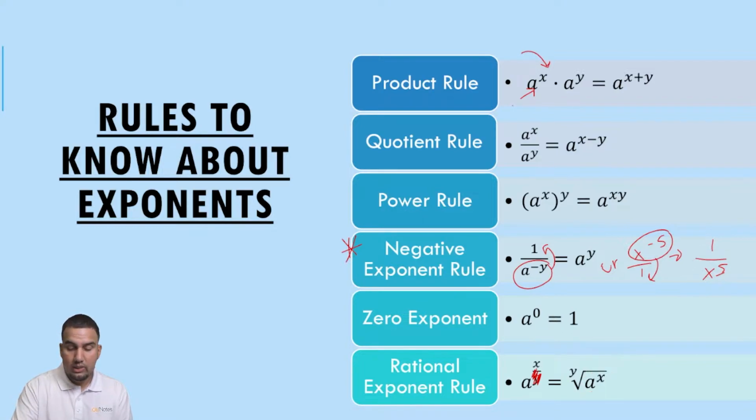Now, what's on the outside is your denominator. Your denominator will always go on the outside, which is called the index. Okay, that number is going to be used later on in the lesson.